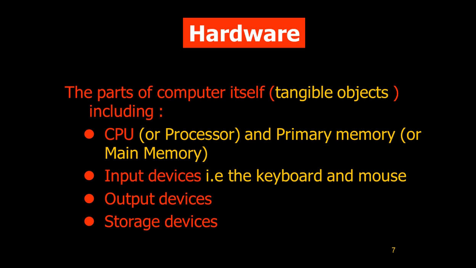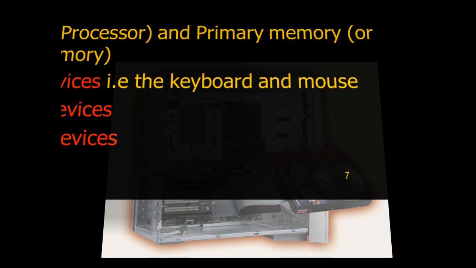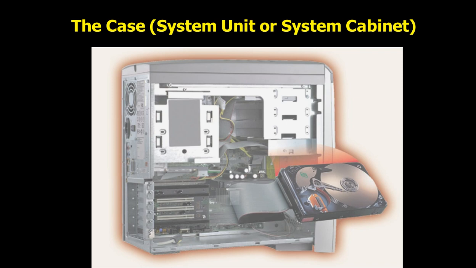Hardware. The parts of the computer itself, or tangible objects, include the CPU or processor, primary memory or main memory, input devices, output devices, and storage devices. We have this case here which some people confuse as a CPU. A case, system unit or cabinet is what holds the hard drives. Even the central processing unit, you find it inside this case with other components such as RAM, which is random access memory, and we'll look at most of these parts in detail.